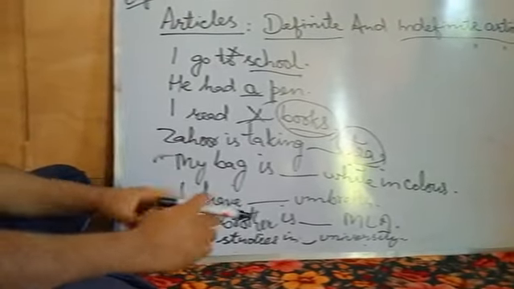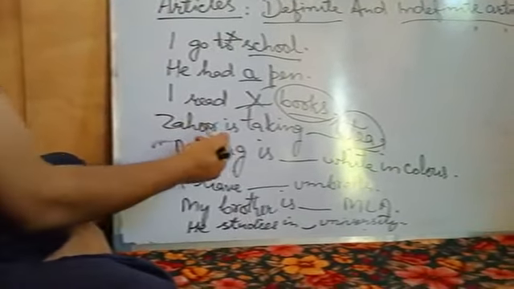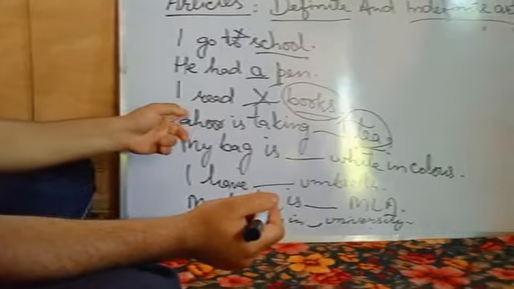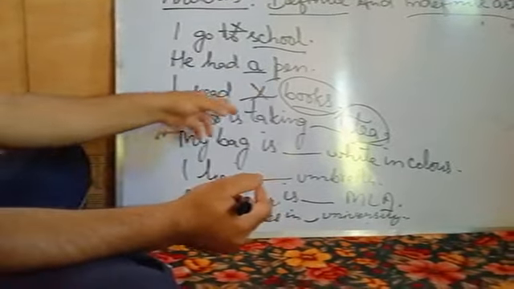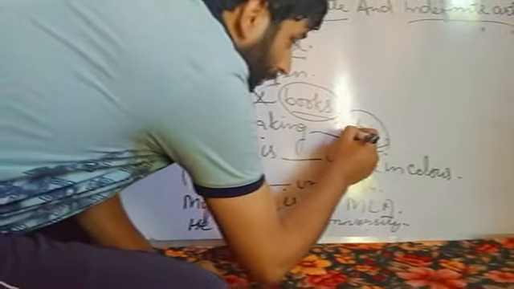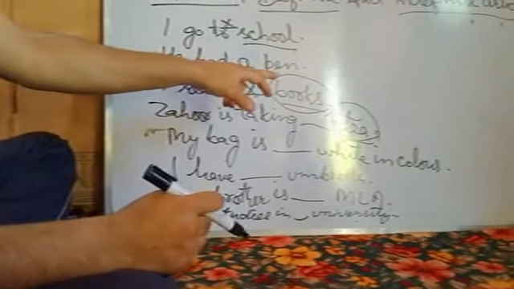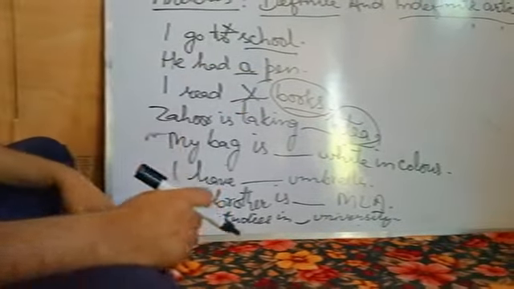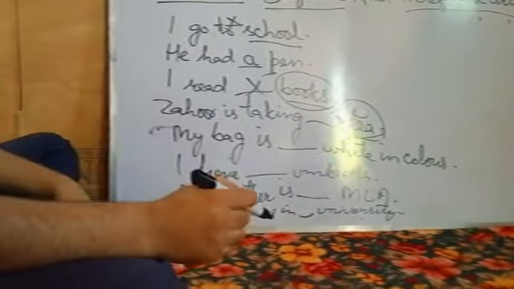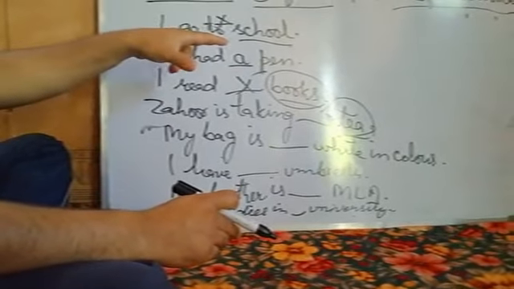Yes, if a measure is given then we can use an article here. Zuhur is taking a cup of tea. If a measure is also given here, then we can use an article, because at that time the cup becomes the thing that is stressed.